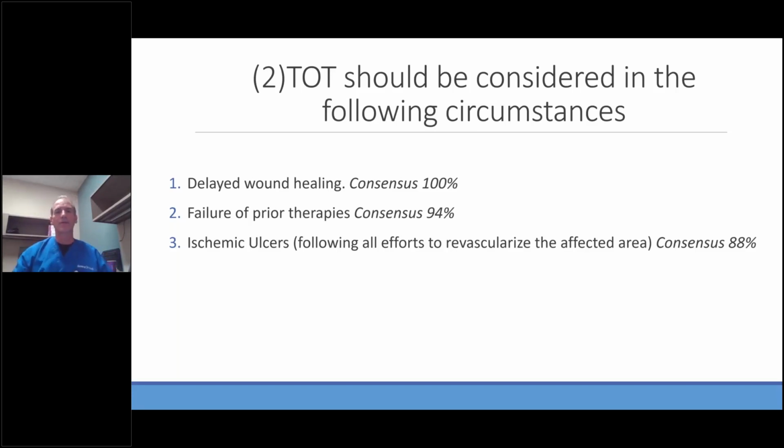And then there was some consensus on ischemic ulcers, although I think that the vascular surgeons in the group wanted to be sure that we had put that parenthetical portion in here, and that is that after all efforts have been exhausted to revascularize the affected area. So you don't want to just throw topical oxygen on there and say, oh, if it doesn't work, I'll refer the patient for vascular intervention. Don't do that. That's really not what I'm saying here. This is ischemic ulcers that cannot have any further revascularization, or maybe they're not a candidate for revascularization at all.